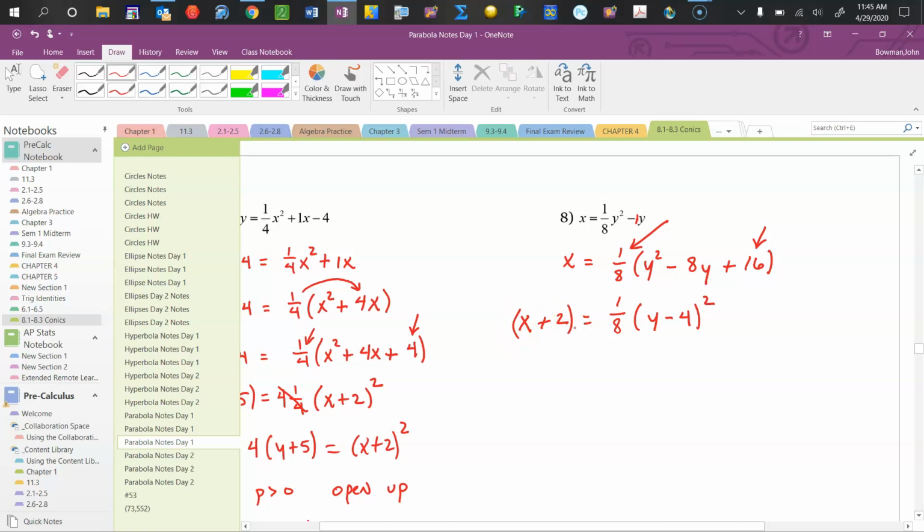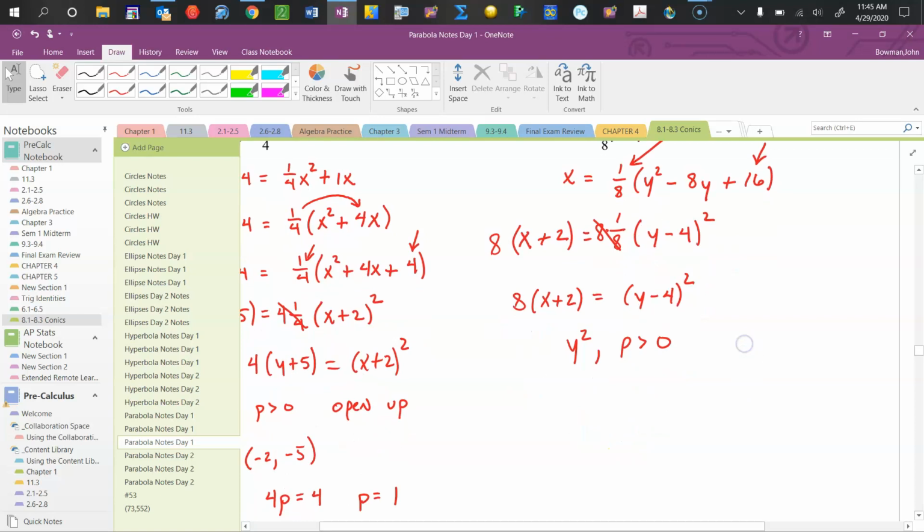And the 4p always gets multiplied by the term that is not squared. So to get this into standard form, we're going to multiply both sides by 8. And the 8 and the 1/8 cancel, and we've got this in standard form: 8 times (x + 2) is equal to (y - 4) quantity squared. So we can see that the y term is squared and p is greater than 0, so this opens to the right.